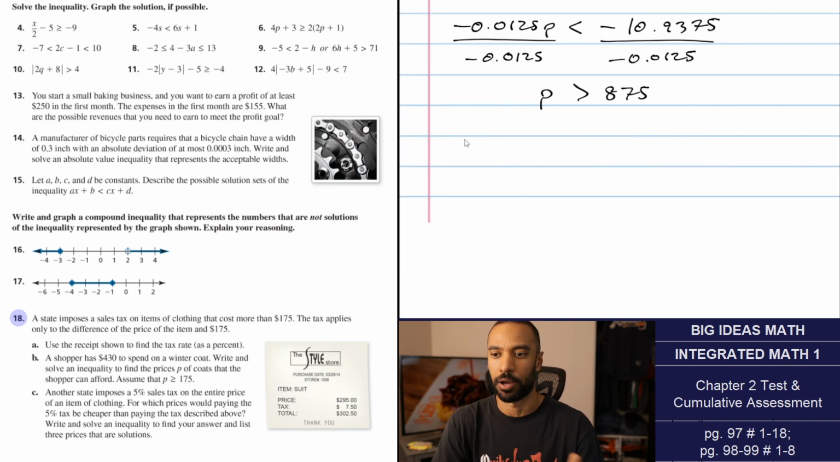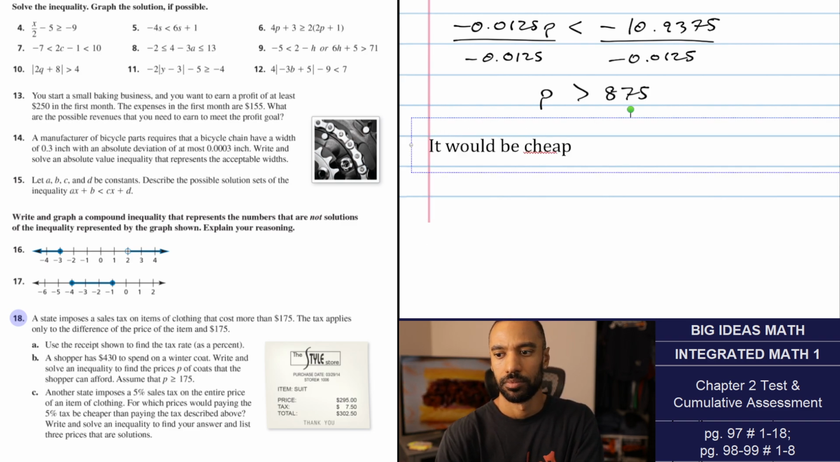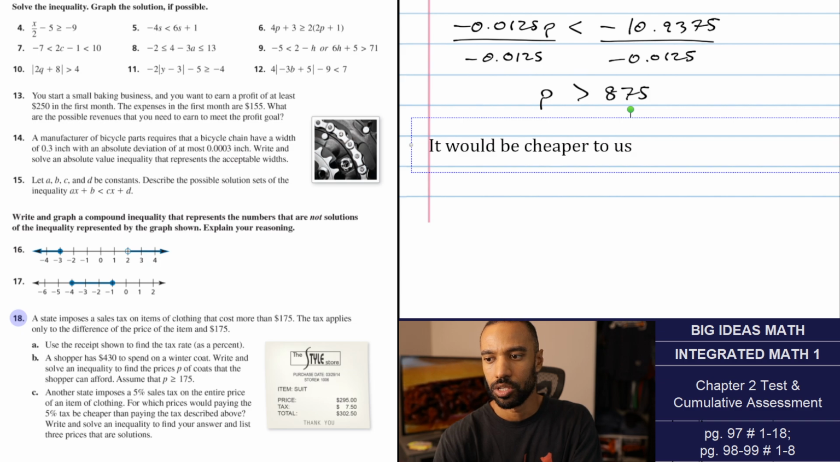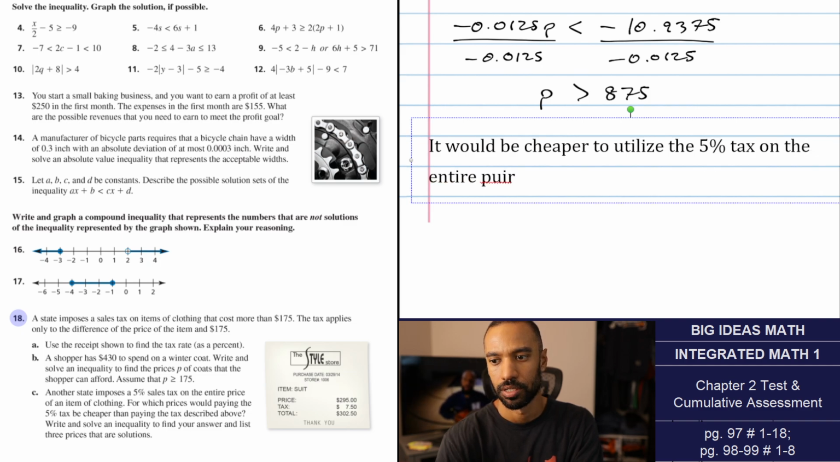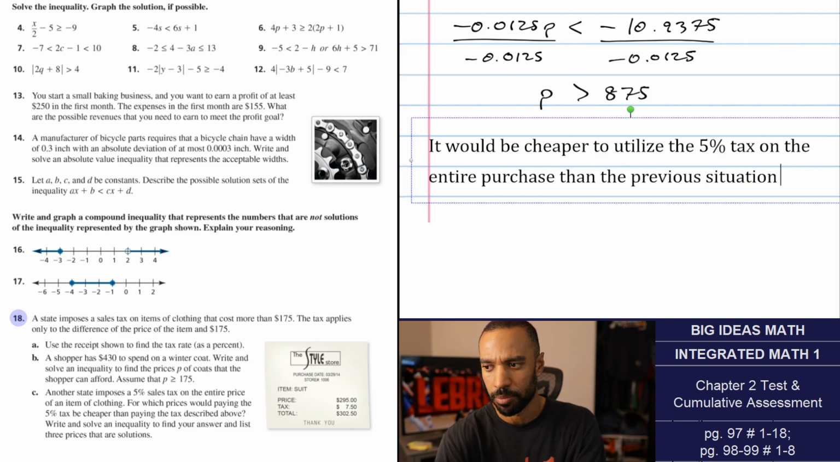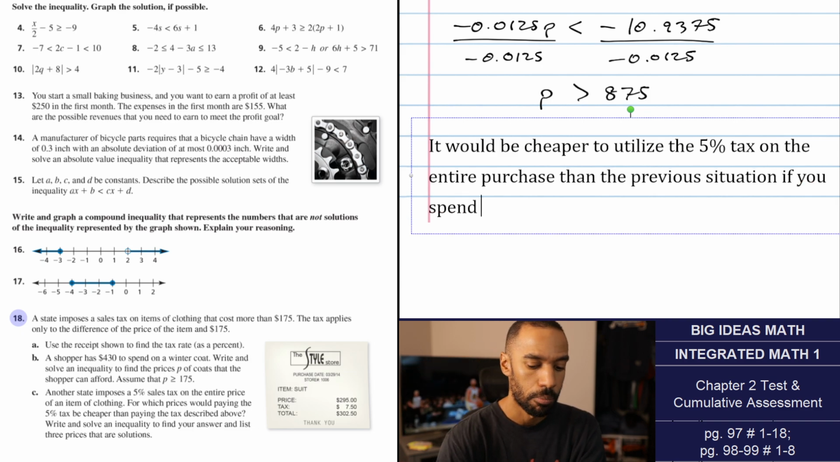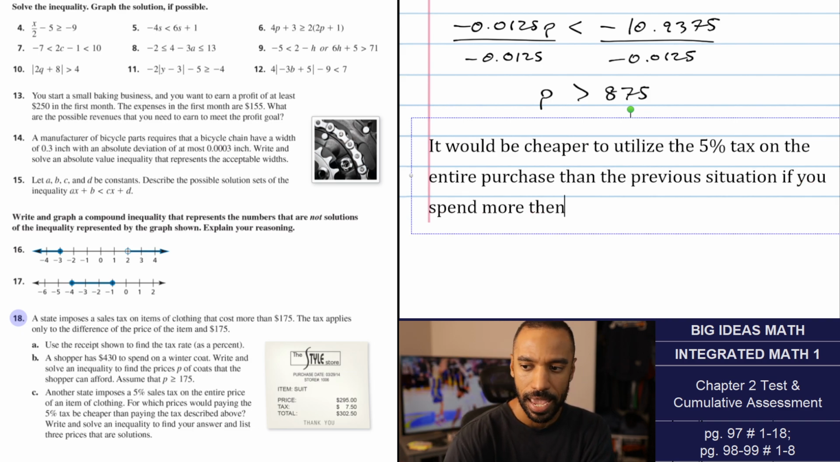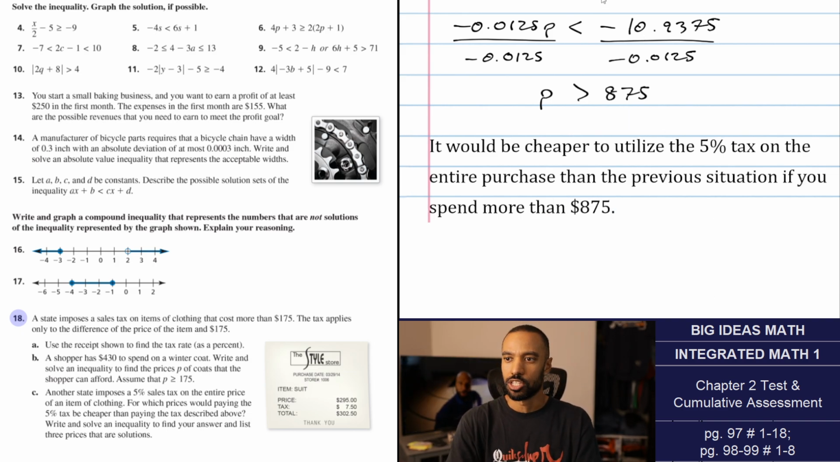So let me type that out. It would be cheaper to utilize the 5% tax on the entire purchase than the aforementioned situation, the previous situation, the weird one, $175 plus 6.25%, if you spend more than $875. It needs to be more than that.